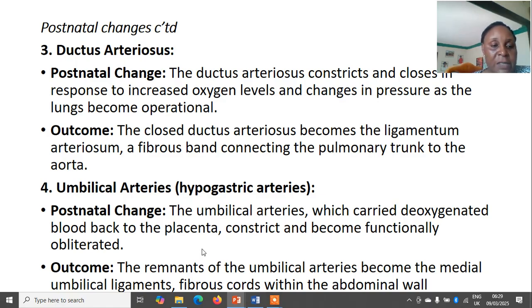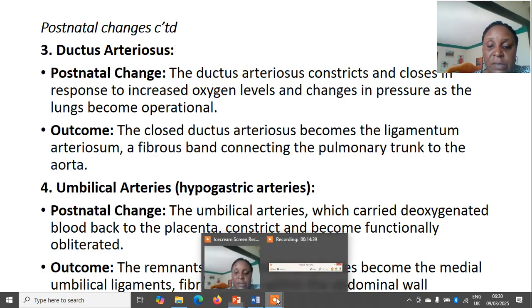Oh, I have not said what the hypogastric arteries will become. They will become the medial umbilical ligaments, and they are the remnants of the umbilical arteries, which will be seen as umbilical ligaments within the abdominal wall. So that is in brief the postnatal changes after fetal circulation.